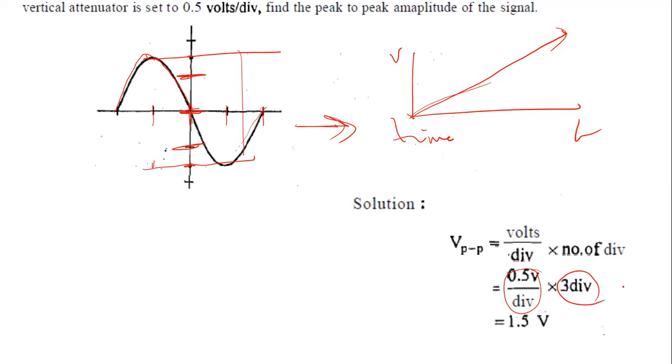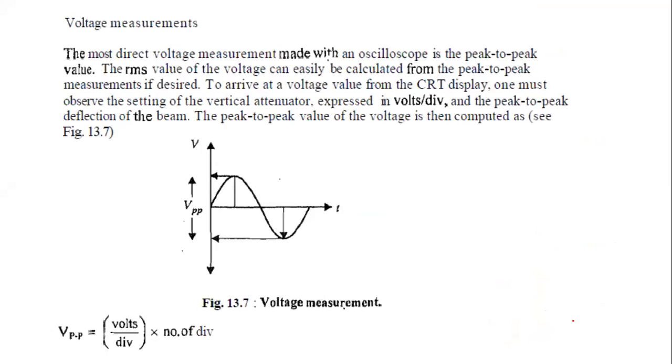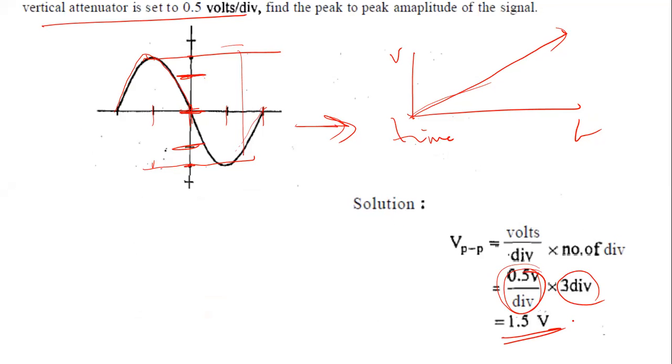So if you select in the vertical attenuator 0.5 volts per division, then the peak to peak voltage value will be 0.5 volts per division times 3 divisions, that is 1.5 volt. So like that you can calculate and study the amplitude of the signal also.